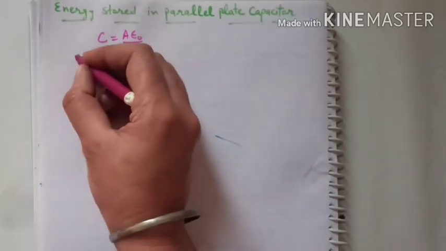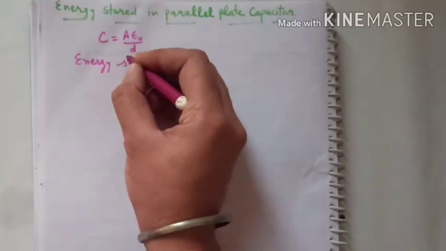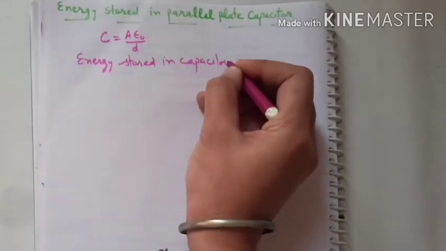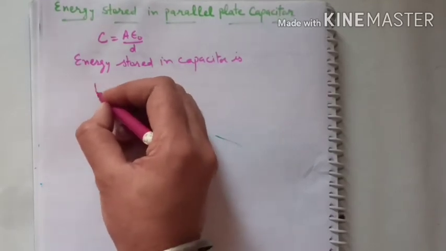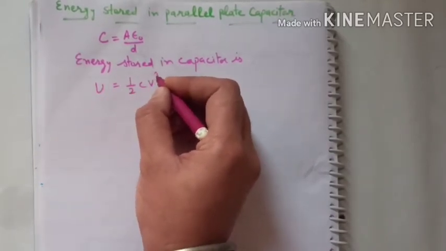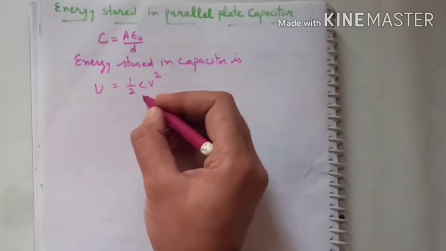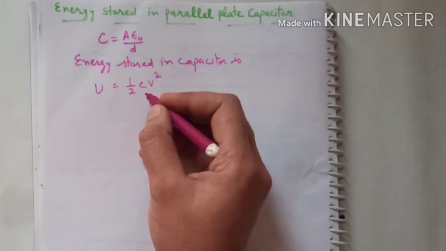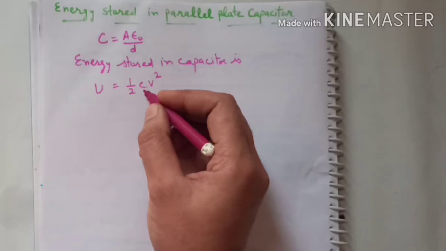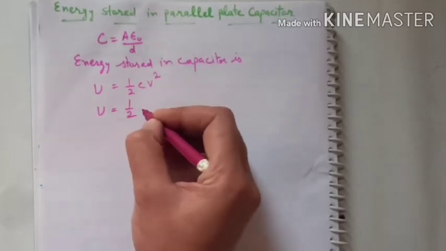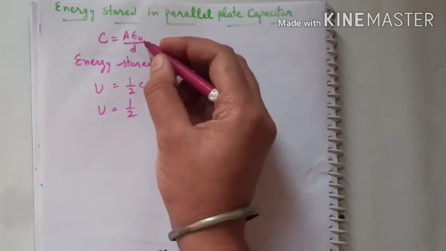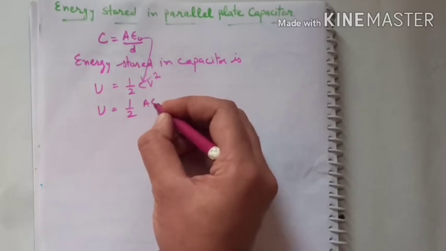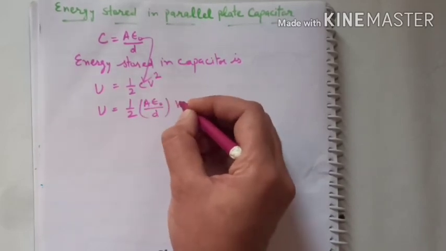So we know that the energy stored in a capacitor is U, which is equal to 1 by 2 CV square. You can check the article for this formula. Also, V is the potential difference, C is the capacitance, and this is equal to 1 by 2. Put the value of C from this equation. This is equal to A epsilon naught by D V square.